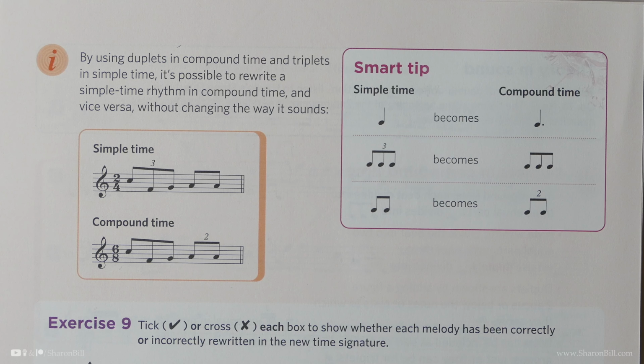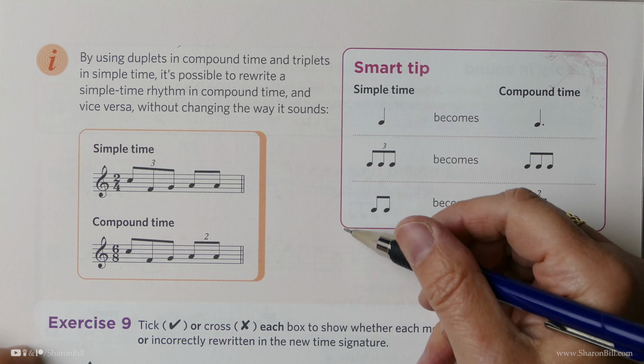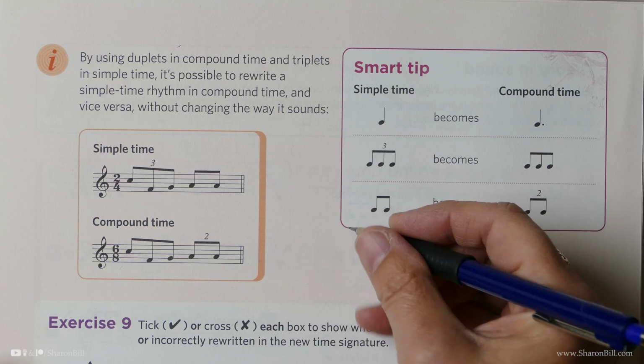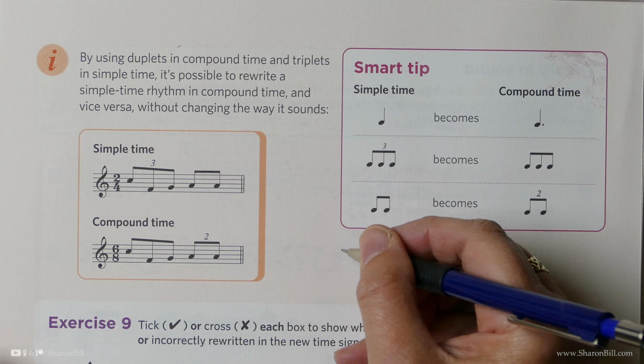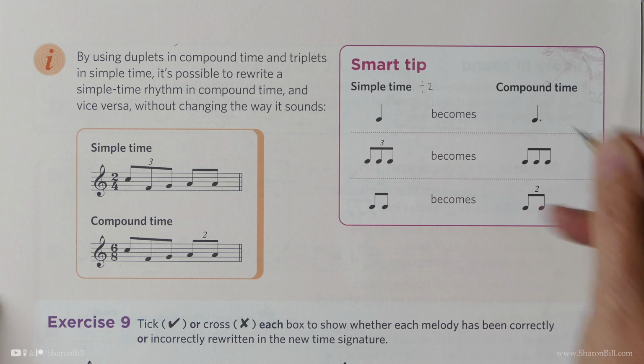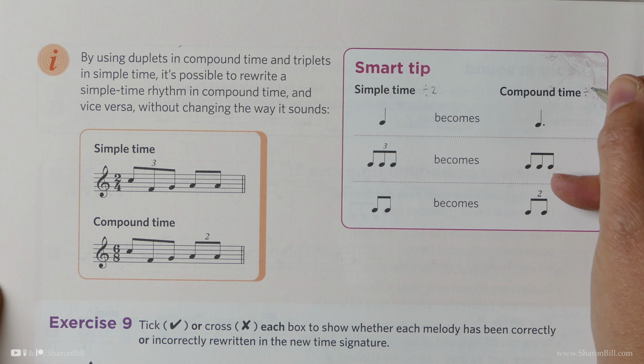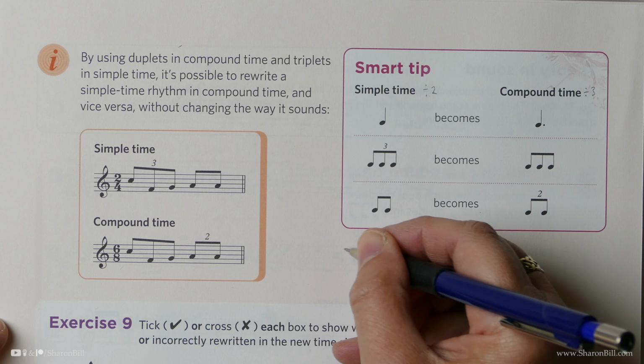We turn now to page 6 in the Grade 4 Discovering Music Theory workbook, and we continue with the topic of rhythm. We look now at converting from compound time to simple time and vice versa, and we're going to be looking at the application of triplets and duplets in that context. Before we get entrenched in the exercise, let's think about this for a moment, because it's a very simple topic once you get to grips with the fact that simple time divides by 2, compound time, everything divides by 3.